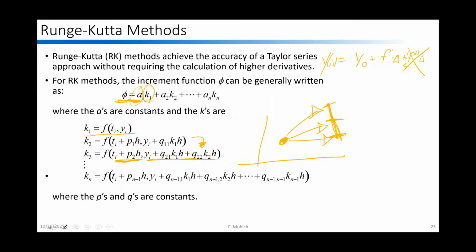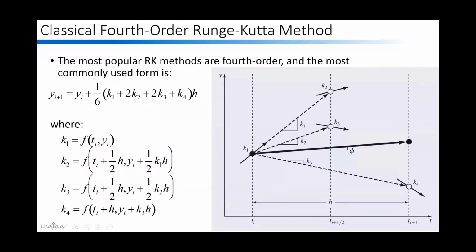The one we're going to talk about is called the fourth order Runge-Kutta method. What makes it fourth order is how we select these p's and q's, and the fact that we are going to use up to K4. This is the most popular Runge-Kutta method because it's quite accurate while still being relatively computationally inexpensive.